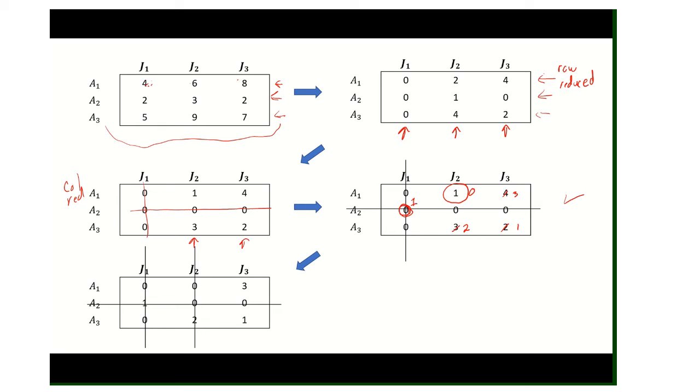So what are you left with? You're left with the matrix down here. And when you cover it with the lines, you see you can't do it with 2 lines anymore. You need 3 lines to cover all the zeros. That means that you're done. You're done with your Hungarian method.